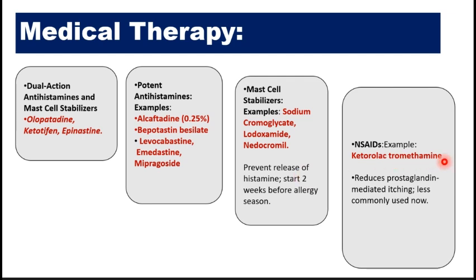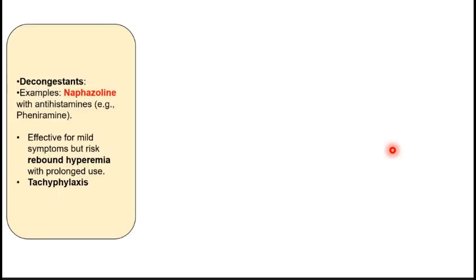Then we have NSAIDs like ketorolac tromethamine. They basically reduce the prostaglandin concentration and therefore reduce the prostaglandin-associated itching. However, there's a stinging sensation in the patient's eye after the instillation of this drop, and that is the reason why it is not commonly used. The other class of drugs are the decongestants. These are basically naphazoline. They also have some antihistamine effect. Now, they basically reduce the symptoms of vasodilation by causing vasoconstriction. They are basically sympathomimetics, and therefore they stimulate the alpha receptor, leading to vasoconstriction, and therefore they deal with hyperemia.